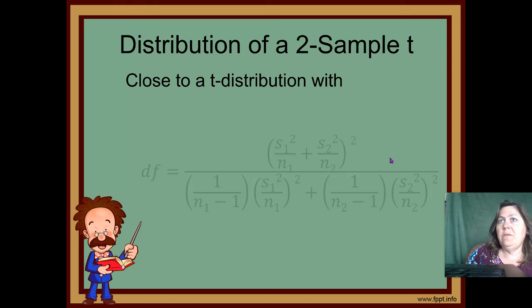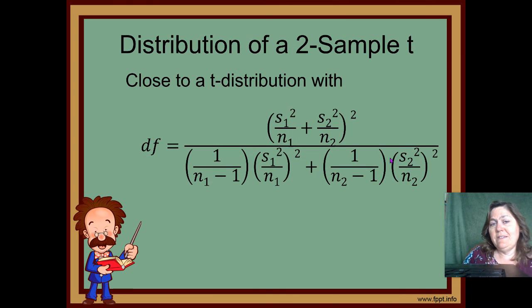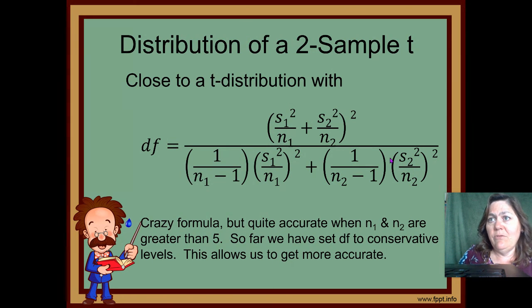So when we get our two sample t, this is the degrees of freedom formula that helps us get to that t distribution. This formula was in your book. Crazy, crazy formula, but if you start looking at the pieces, it's really not as crazy. Some of this can start making sense. Where we are right now, not in the classroom, I'm not going to spend the time to go through this crazy formula with you. Just know this is a very, very accurate formula.